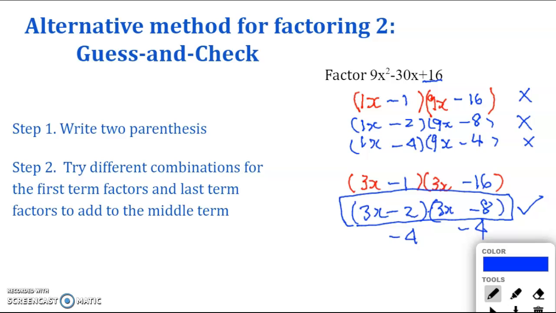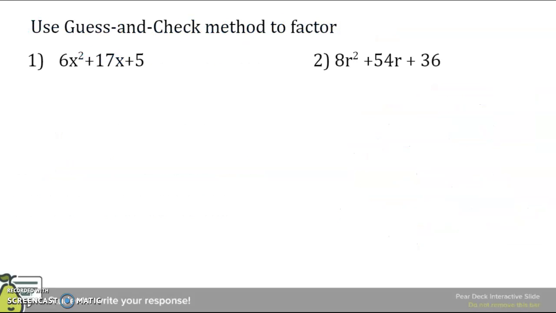But you do want to make sure 3x times 3x is 9x squared. The outside term 3x times negative 8 is negative 24x, minus 6x, negative 24 minus 6 is negative 30. And then finally, negative 2 times negative 8 is 16. So it might seem a lot more complicated, but as you get used to it, you're going to get really fast at it. Okay, so this is the method. I want you to try it yourself. Pause the video and see if you can solve this.